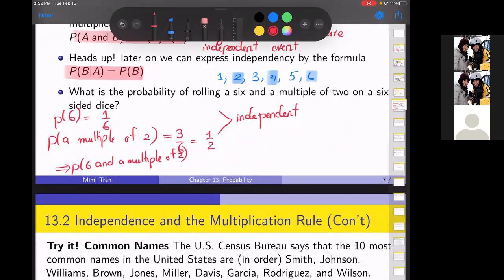Independent is equal to what? P of rolling a 6 times P of rolling a multiple of 2, right? Multiple of 2, which is 1/6 times 1/2, so 1/12.